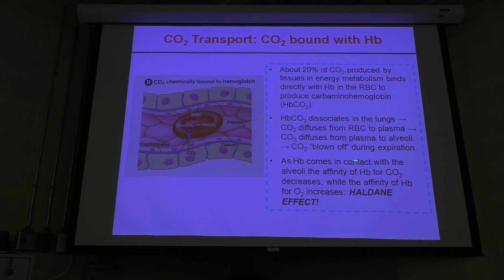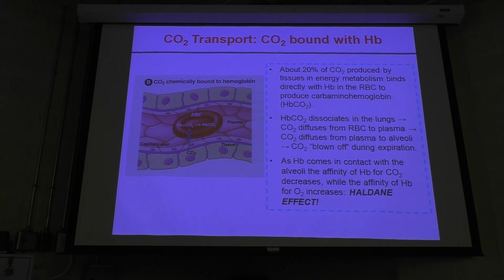And so as hemoglobin comes in contact with the alveoli, the affinity of hemoglobin for carbon dioxide decreases. And this is in part because the affinity of hemoglobin for oxygen will increase at the alveolar PO2 levels, according to that oxyhemoglobin dissociation curve. So basically what happens is that at the level of the tissue, there's not much in the way of competition between oxygen and carbon dioxide to bind to hemoglobin, because the hemoglobin is relatively desaturated, right?